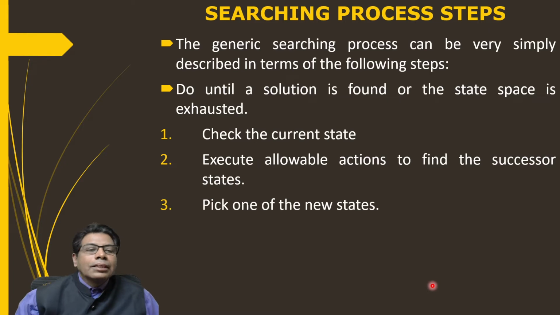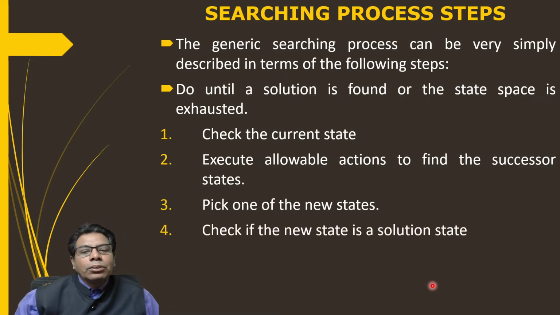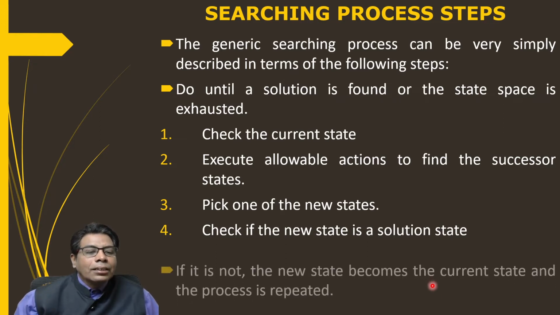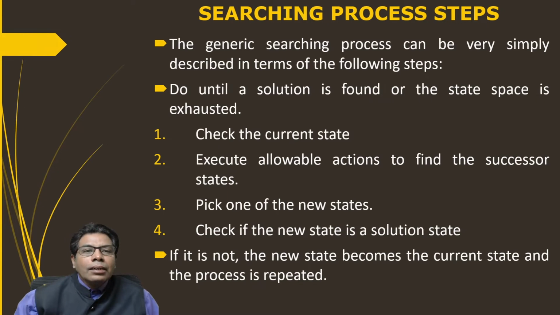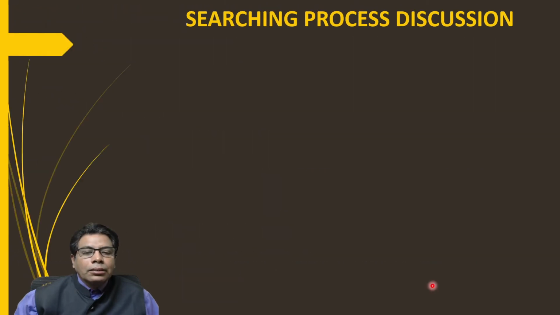The third step is to pick one of the new states and again check if the new state is a solution state. If it is a solution state, then we end the search. Otherwise, the new state becomes the current state and the process is repeated. So the searching process will have these steps and it will be iterative till we get the solution for the problem. Then let us go to the discussion on nodes.